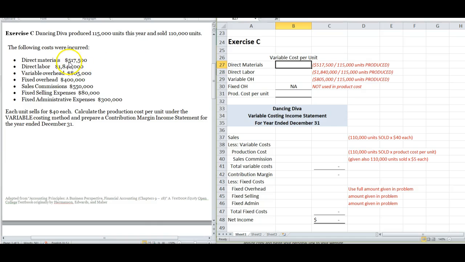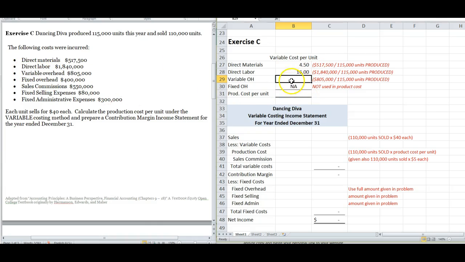For direct materials, they gave us direct materials of $517,500. We calculate the variable cost per unit based on units produced. And there were 115,000 units produced. So that's going to give me a direct material cost of $4.50. For direct labor, the problem said that the total direct labor amount was $1,840,000. We're going to take that again and divide it by the units produced, because we want a product cost based on units produced.